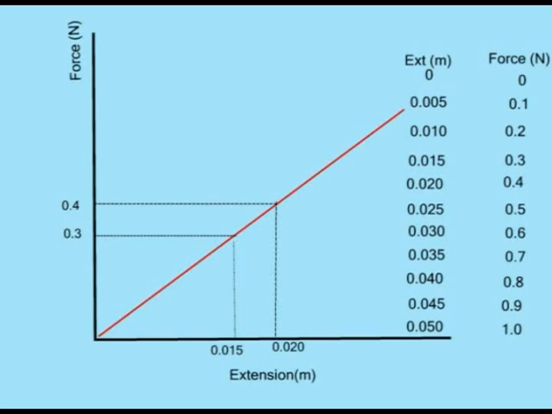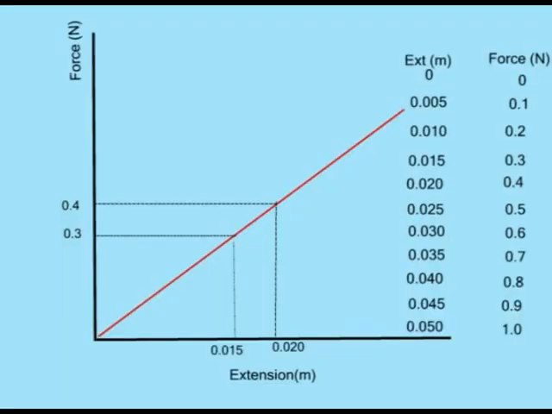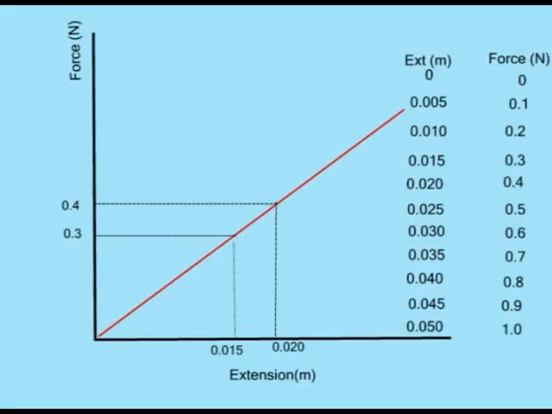Another important thing to note is that the area under such a graph, that is the force versus extension graph, is equal to the work done in stretching the spring. Now you notice that the graph is a triangle, and the area of a triangle is given by a half base times height. So the area under the graph is given by a half force times extension. Remember, force is equal to Ke, and hence work done is equal to a half Ke squared.